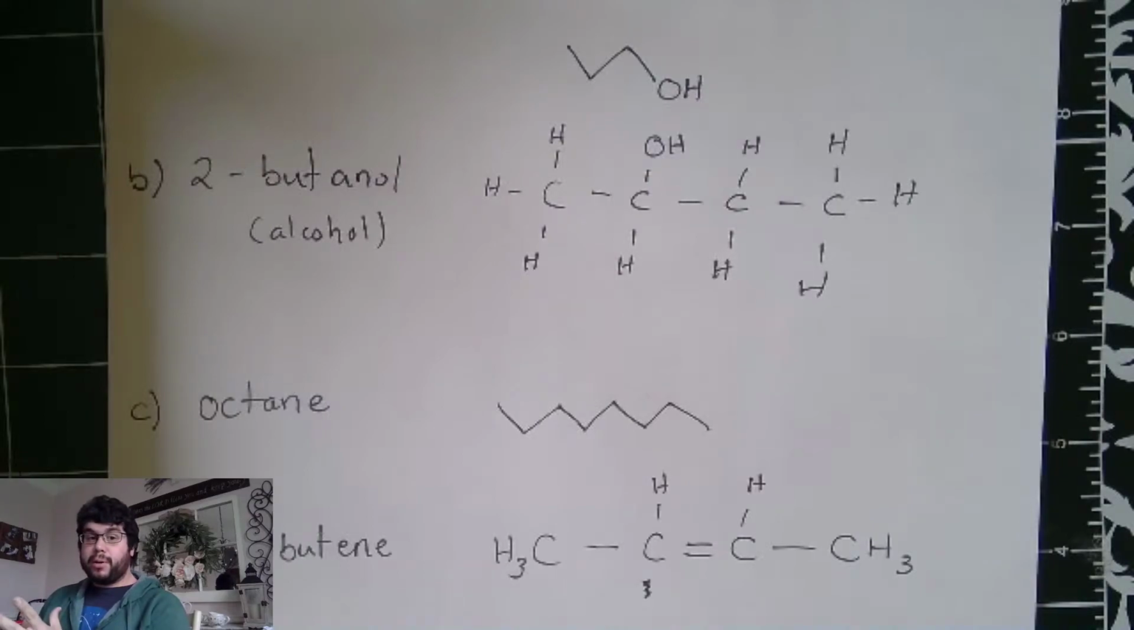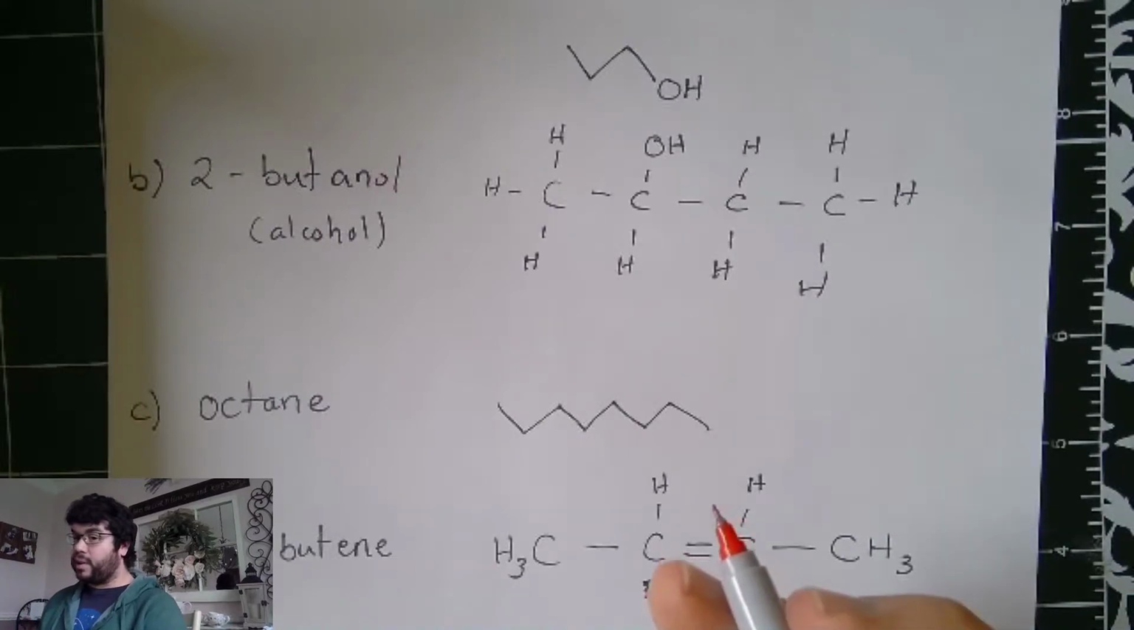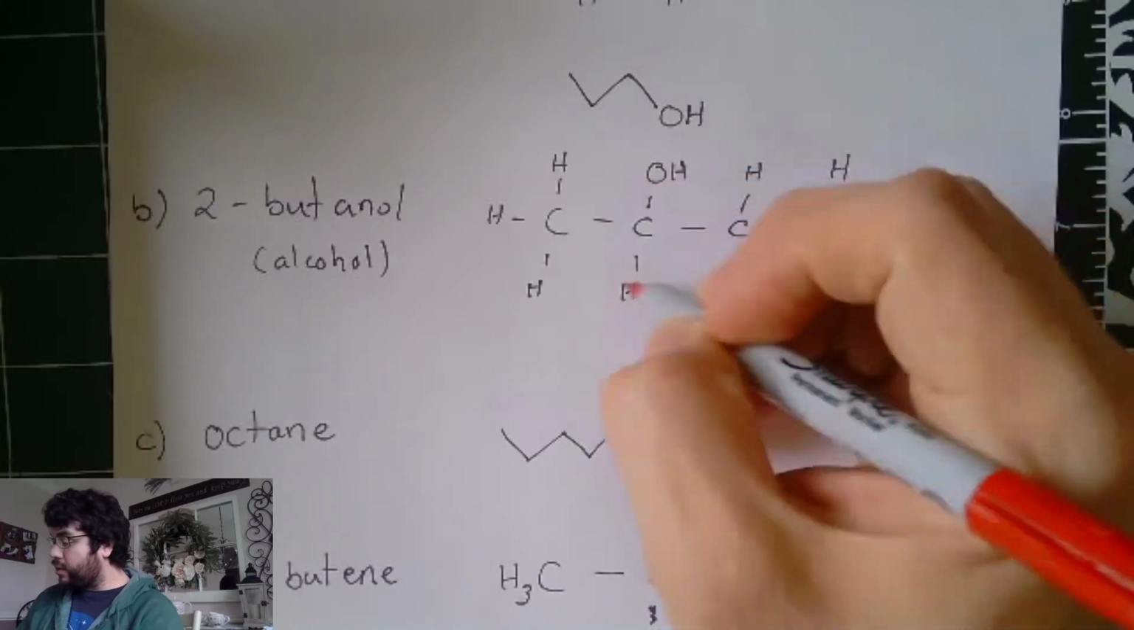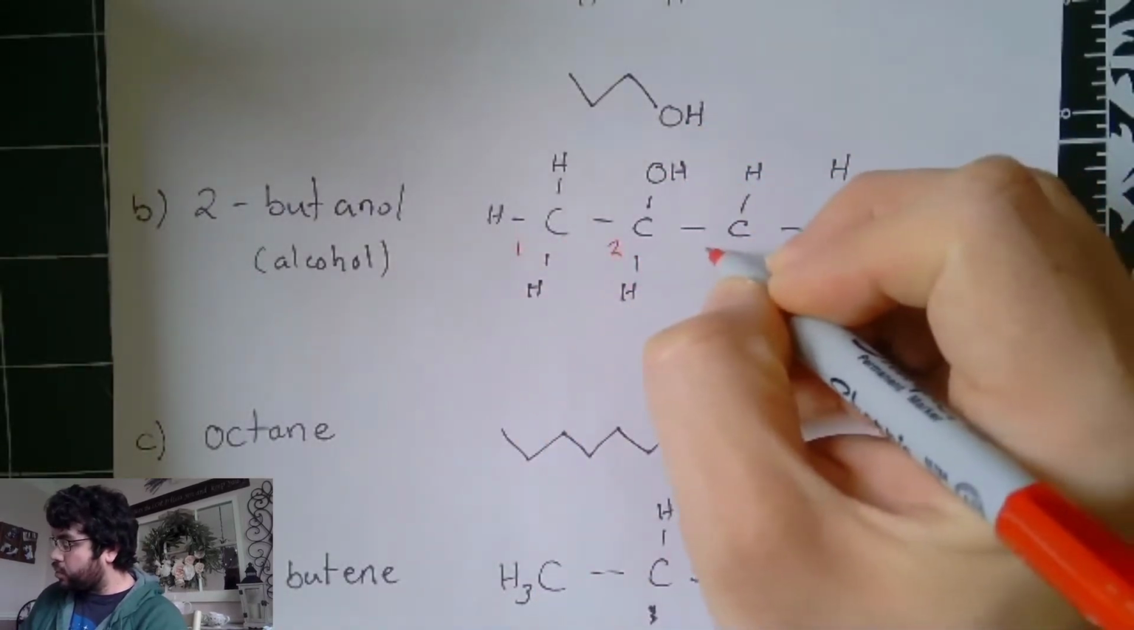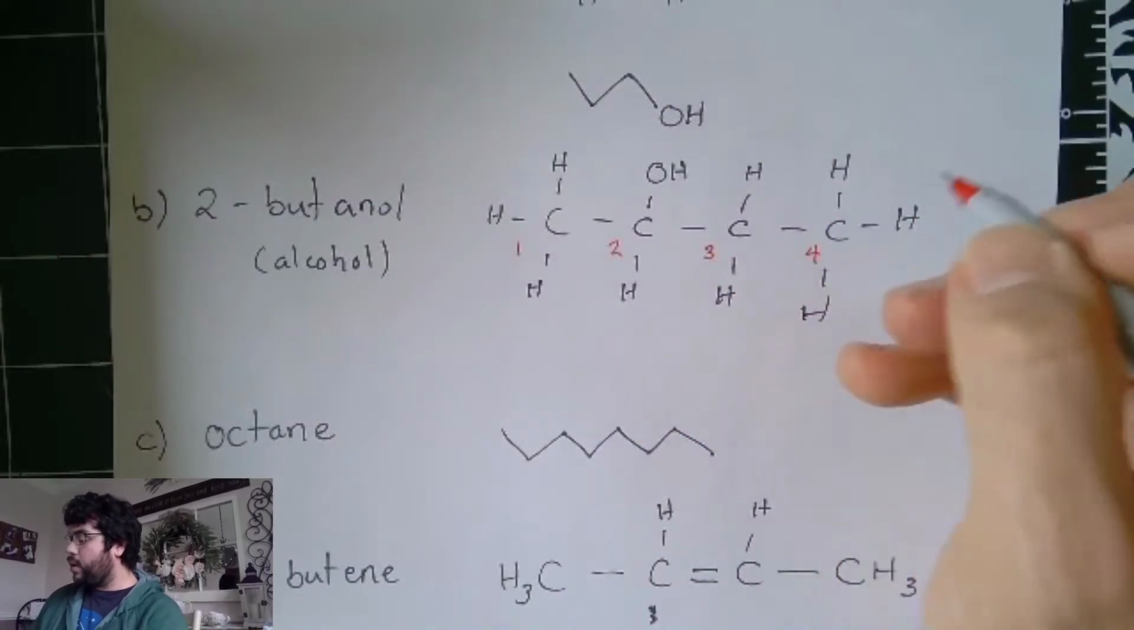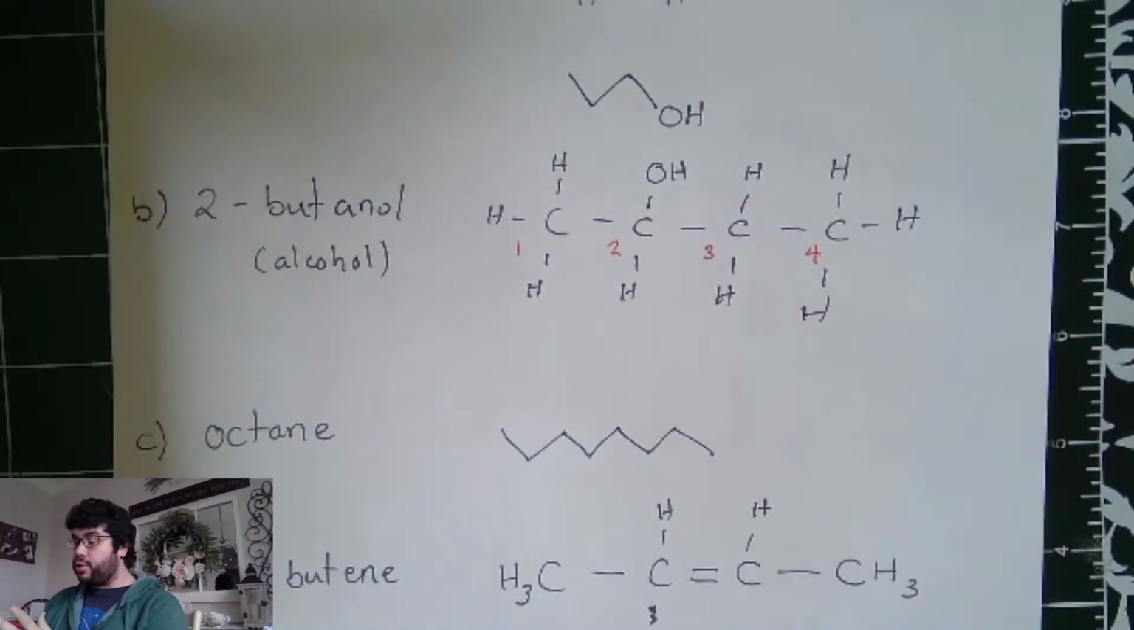So the number tells me what carbon that functional group is on, and when you're drawing the structure, you want to make sure that the carbon you're talking about, well, this is the second carbon, and so I'm going to say, okay, this is carbon 1, this is carbon 2, this is carbon 3, and this is carbon 4. The functional group should always be closest to the start of the carbon numbering chain.